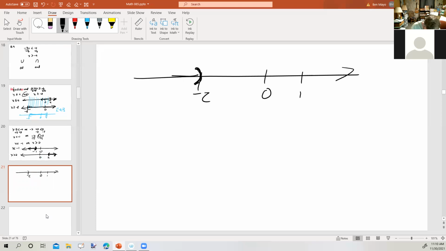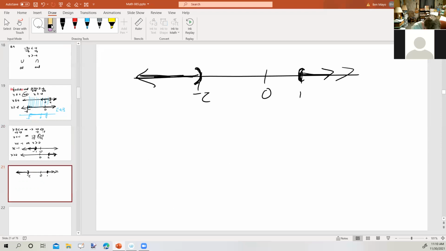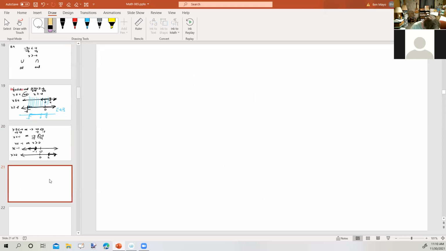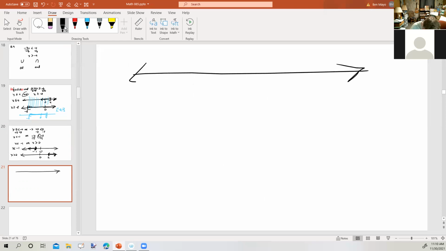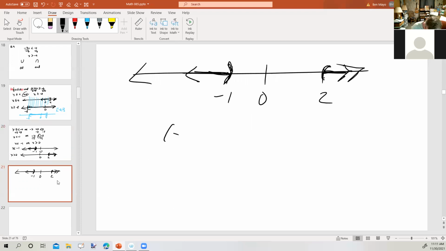We're going to have a single graph, but we're going to have two separate pieces. Did I do that right? No, I didn't do that right. Hang on. Yeah, I got my 2's and my -1's mixed up. Let's see, we've got -1 there and 2 there. Okay. So it's like this, and like that. And then in interval notation, it would look like that. Okay.